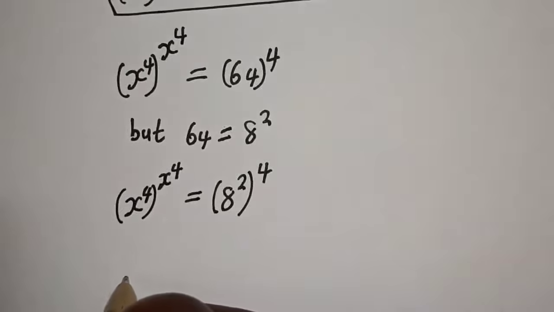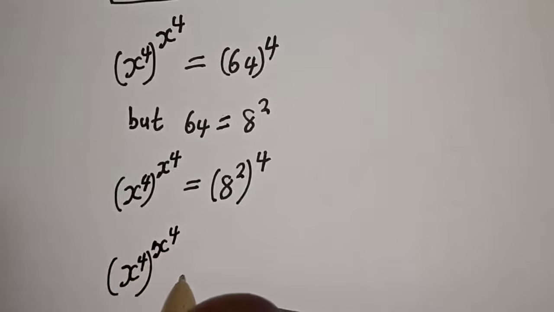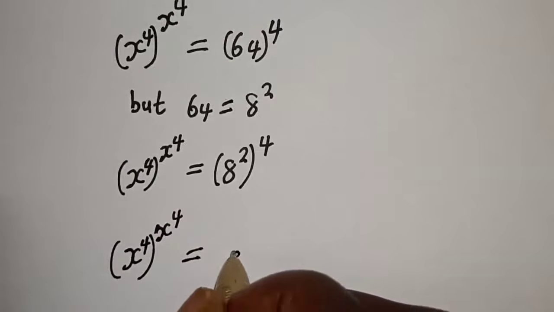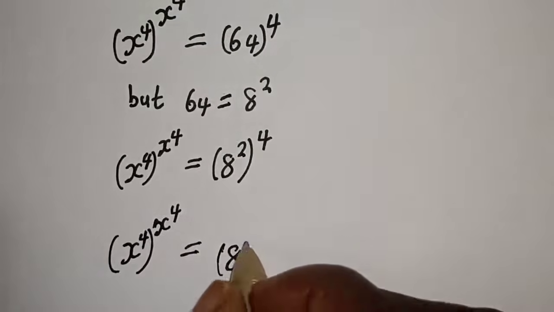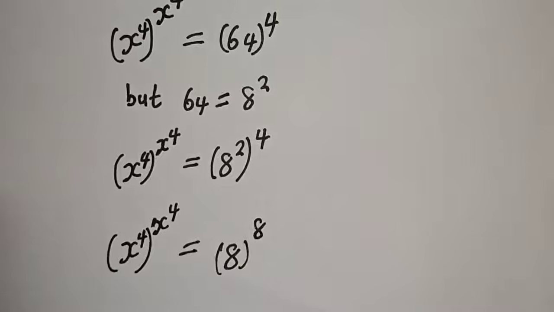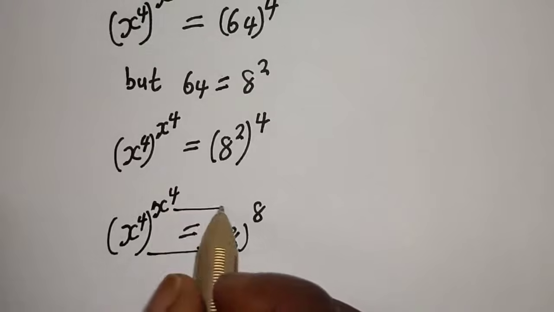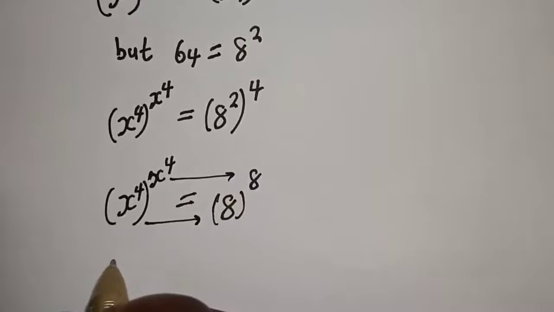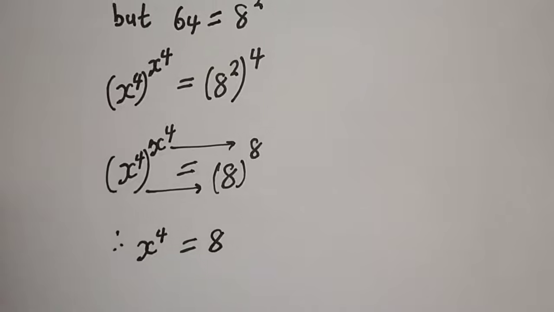Now we have s raised to power 4 to the power of s raised to power 4 is equal to 8 raised to power 2 times 4, that is 8. At this point, the base is equal to 8 and the exponent is equal to 8. Therefore, s raised to power 4 is equal to 8.